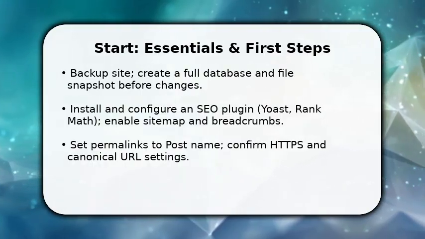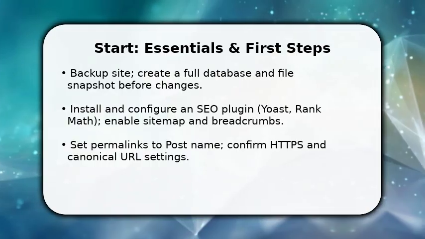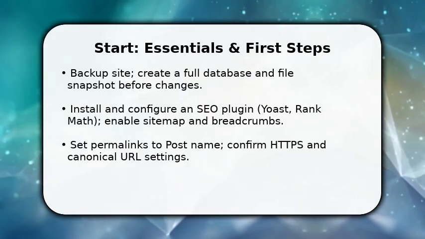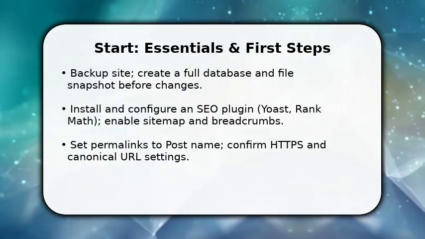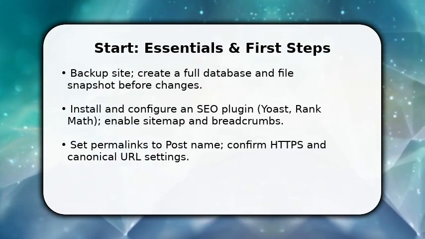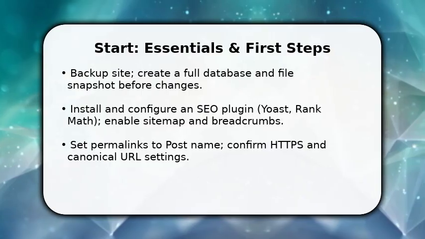Next, change permalinks to post name and ensure HTTPS is enforced. This improves link clarity and trust. Make sure canonical URLs are correct to avoid duplicate content. These first actions create a stable foundation for deeper optimization.